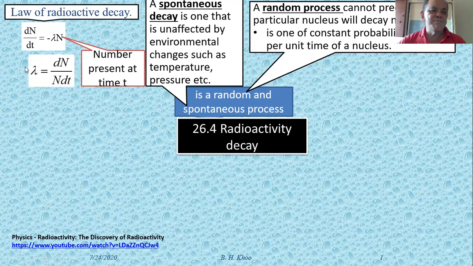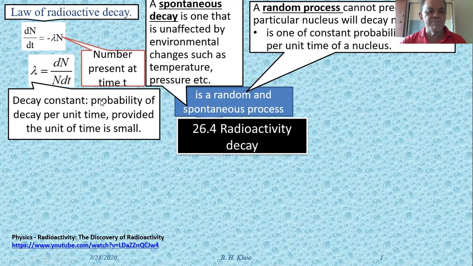give a special name for lambda. dN is a small amount that you measure in a small time interval dt. So dN/dt is just your probability or fraction of decay per unit time. Usually the time we take is small. And then this is a differential equation.